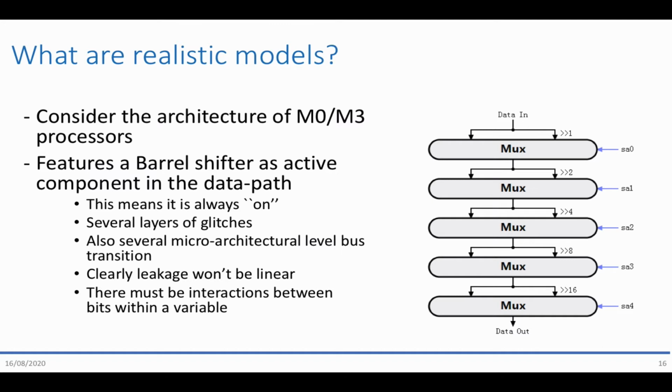And for instance, if we look at the M0 and M3, then these devices feature a shifter as part of the data path. So this component, this shifter, is always on. There's always some data in it. It's always shifting. And perhaps the software developer, we just don't know that this is happening. And shifting means that we are moving data around within a register.